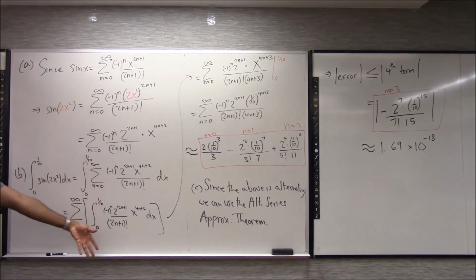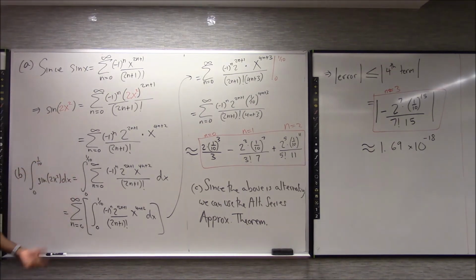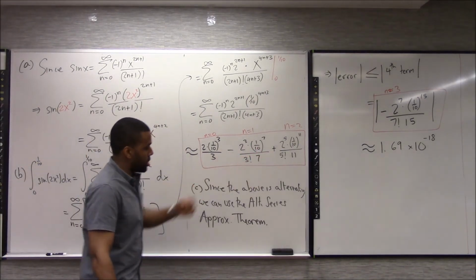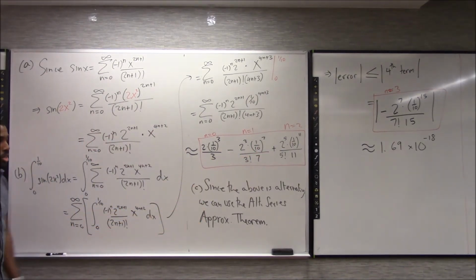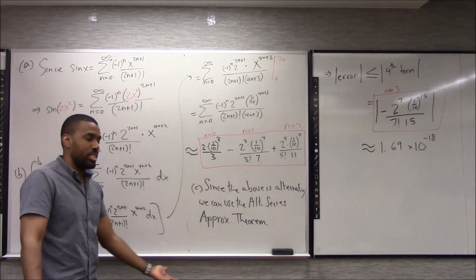Yeah, so there will be a problem like this, where I'm going to give you some function. It's going to be similar to a function that you already know the power series for, and I'm going to ask you to find the power series for that, use it to approximate a definite integral to some number of terms. You just find those number of terms, and I'm going to ask you, how good is this approximation? And you're going to tell me, oh, I used the alternating series approximation theorem to figure this out.